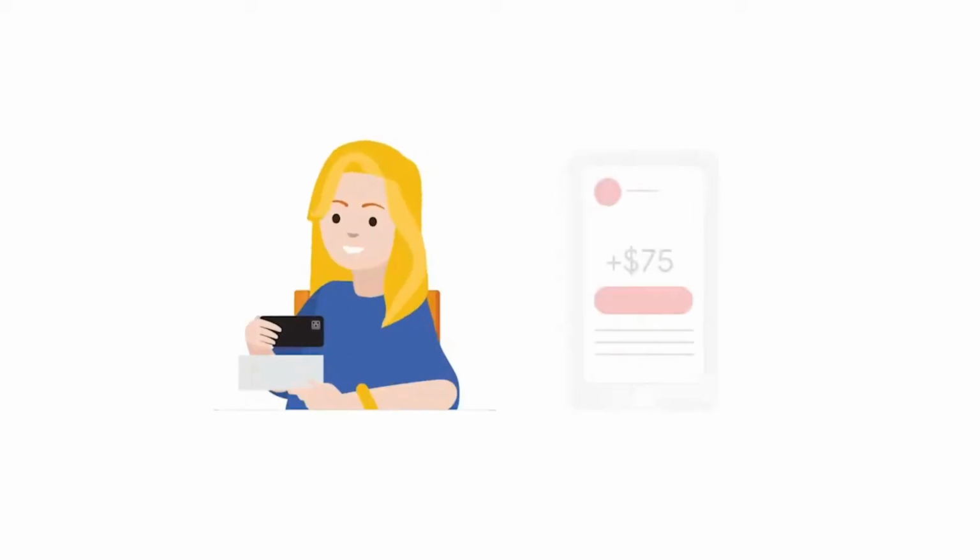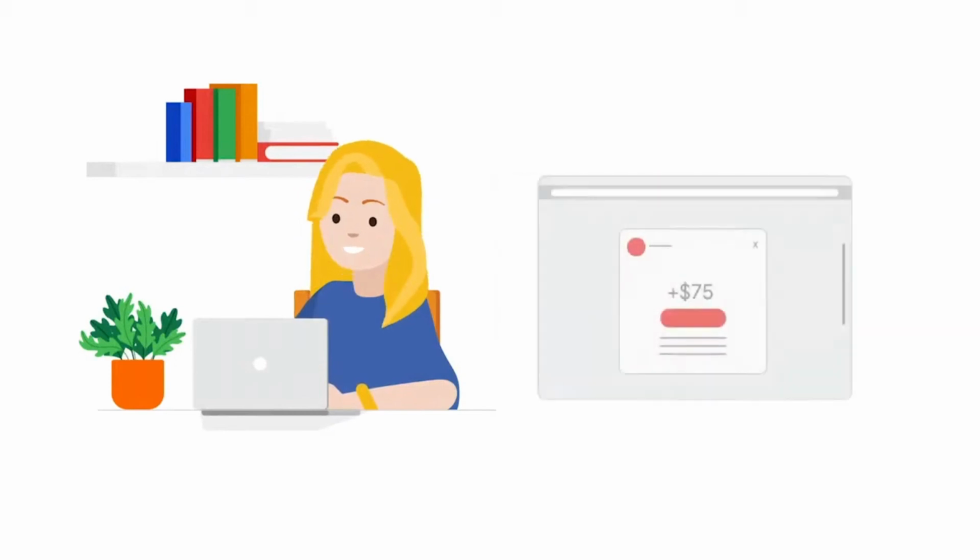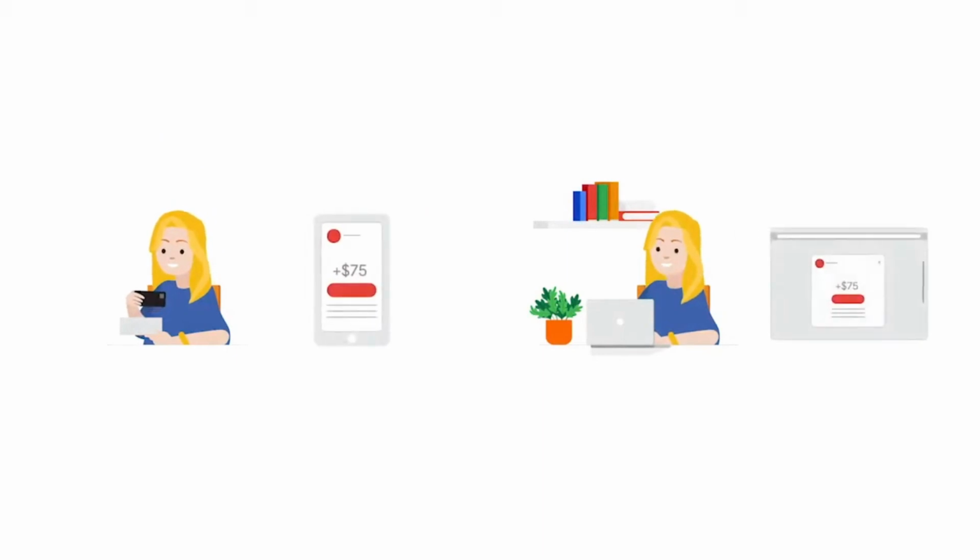Let's say you deposit a check into your bank account using your mobile banking app. Then you check your account balance on your computer. The database relationship makes sure that the deposit shows up immediately on both platforms.